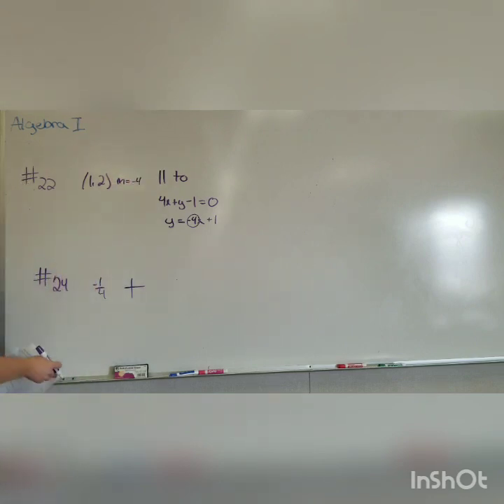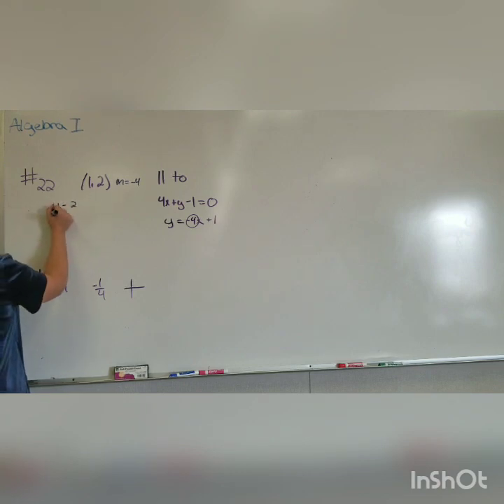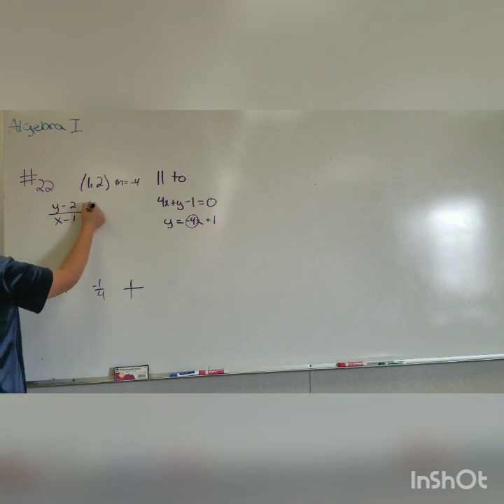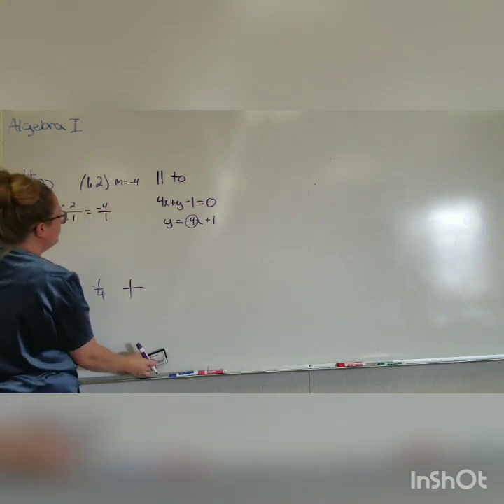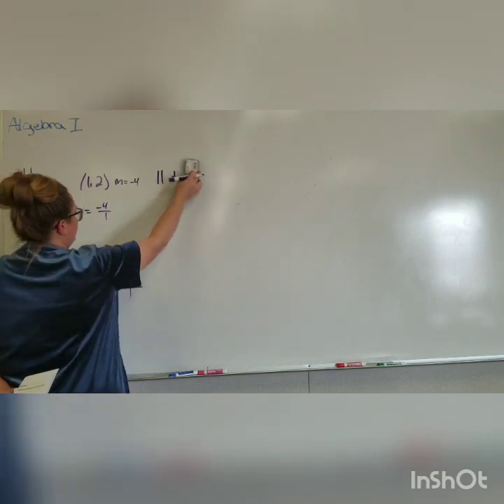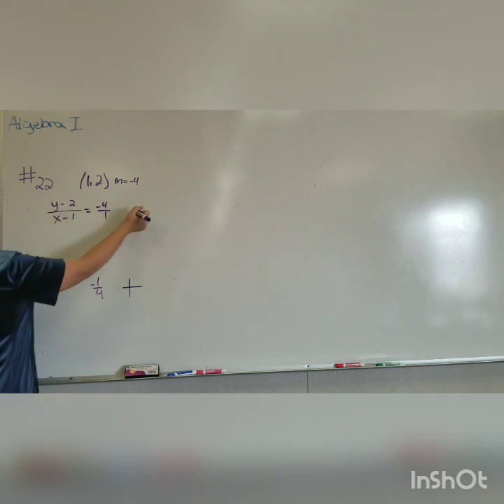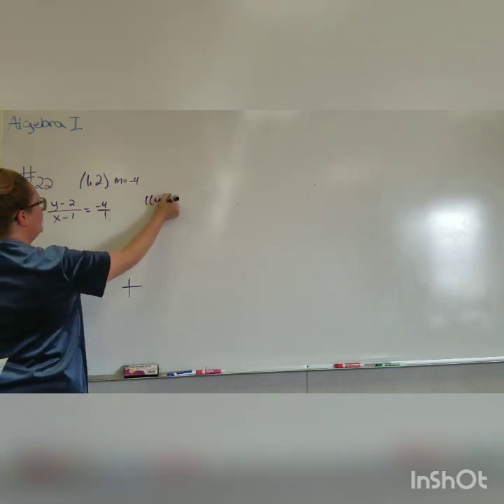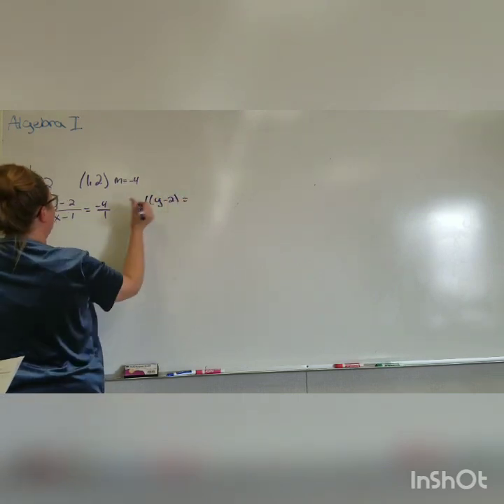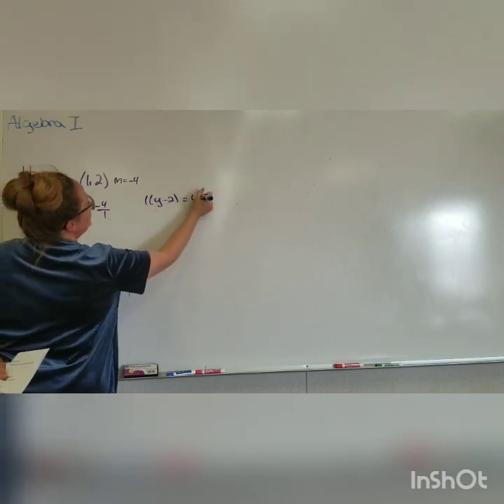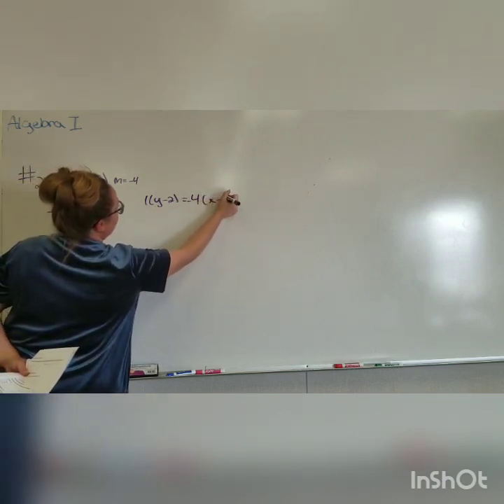So now we can do our slope formula. y minus the y point, which is 2, over x minus the x point, which is 1, equals negative 4 over 1. Now, to solve for this, we're going to cross multiply. So we're going to multiply 1 times (y - 2) equals negative 4 times (x - 1).